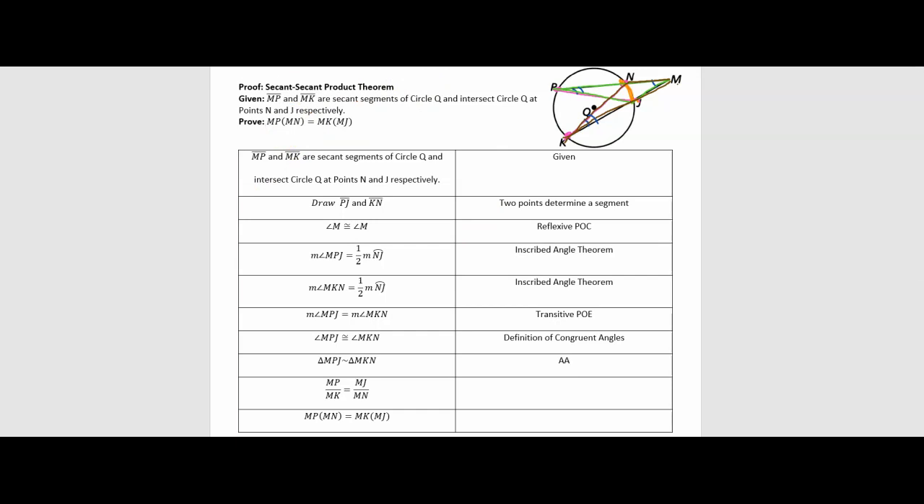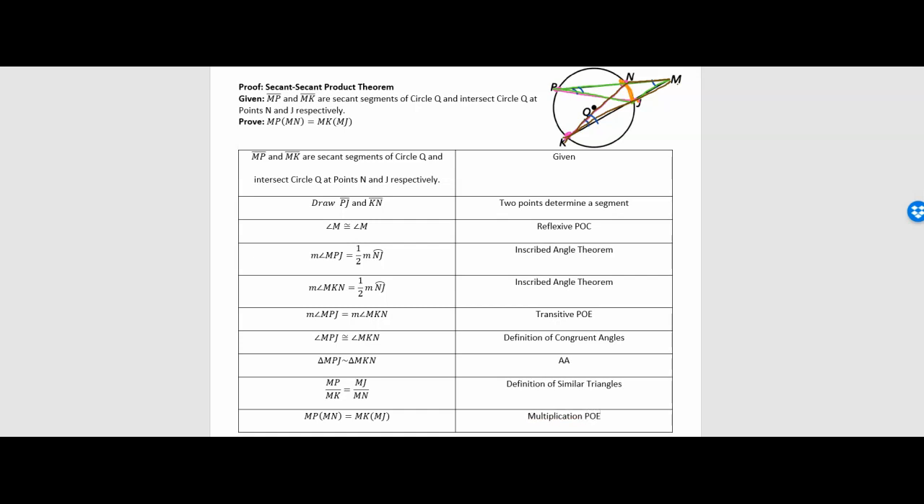If I have two similar triangles, I can say that the corresponding sides of those triangles must have the same ratios, right? Because the triangles are going to have a scale factor that's constant between all three of the sides. And this is just the definition of similar triangles. So MP over MK has got to be equal to MJ over MN. I just need to cross multiply to get what I want. MP times MN is equal to MK times MJ.